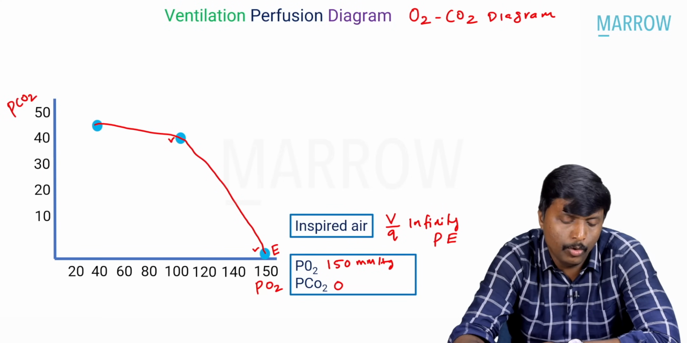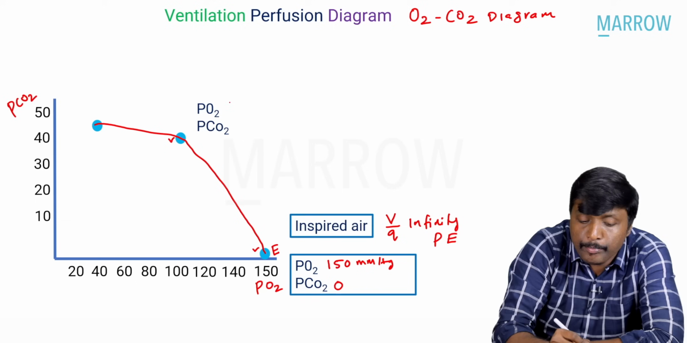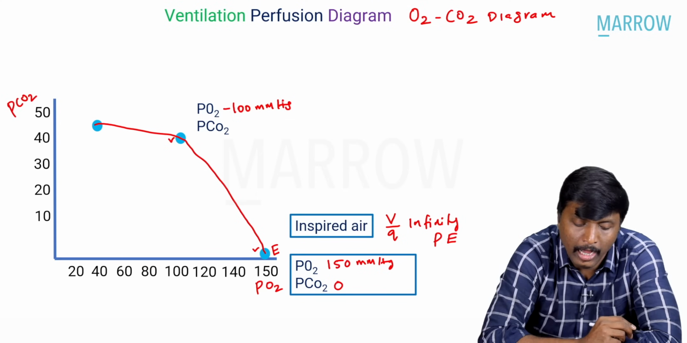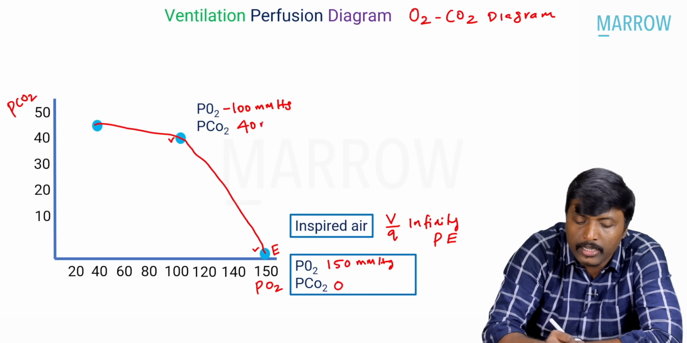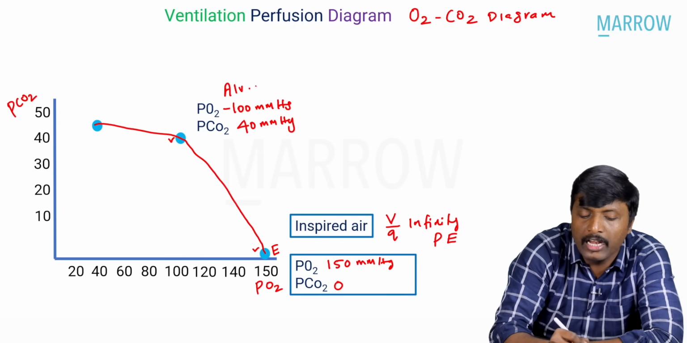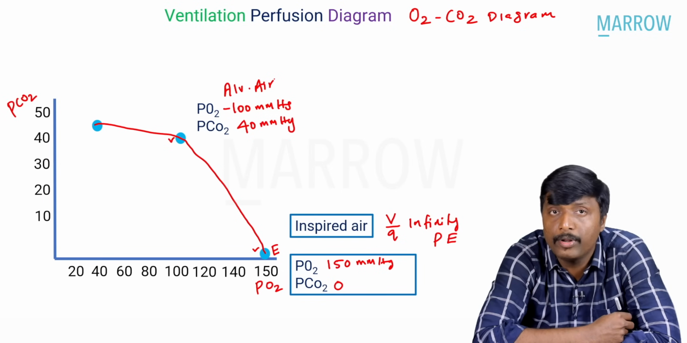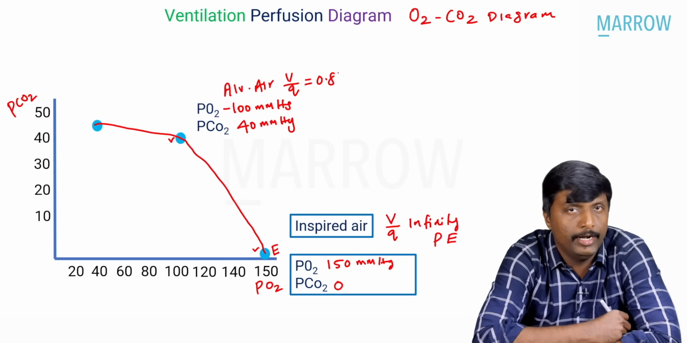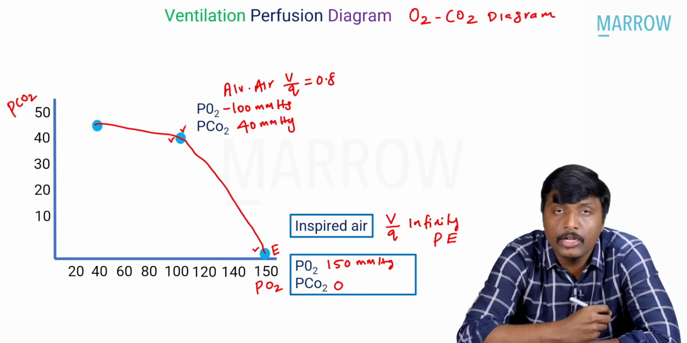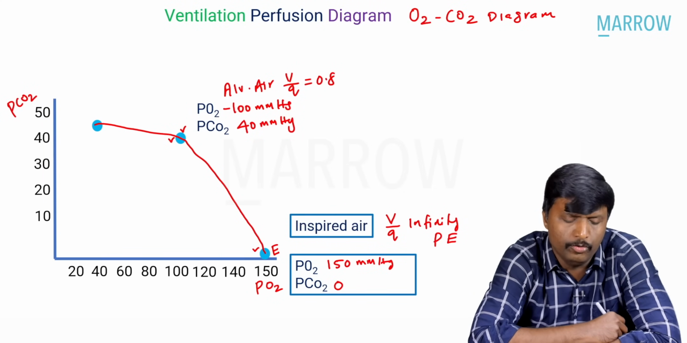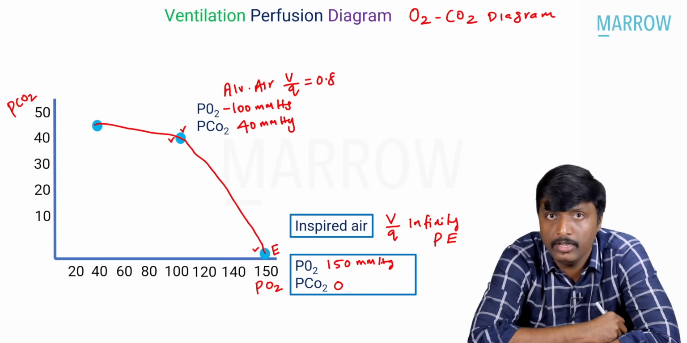Now let's look for the PO2 and PCO2. Here the PO2 comes around 100 millimeters of mercury, PCO2 around 40 millimeters of mercury. This is the normal alveolar air after proper gas exchange. Here the VQ ratio is 0.8, normal. That means this point is normal. Proper gas exchange is happening. No problem with ventilation, no problem with perfusion. PO2 100, PCO2 40. Here the normal VQ ratio of 0.8.